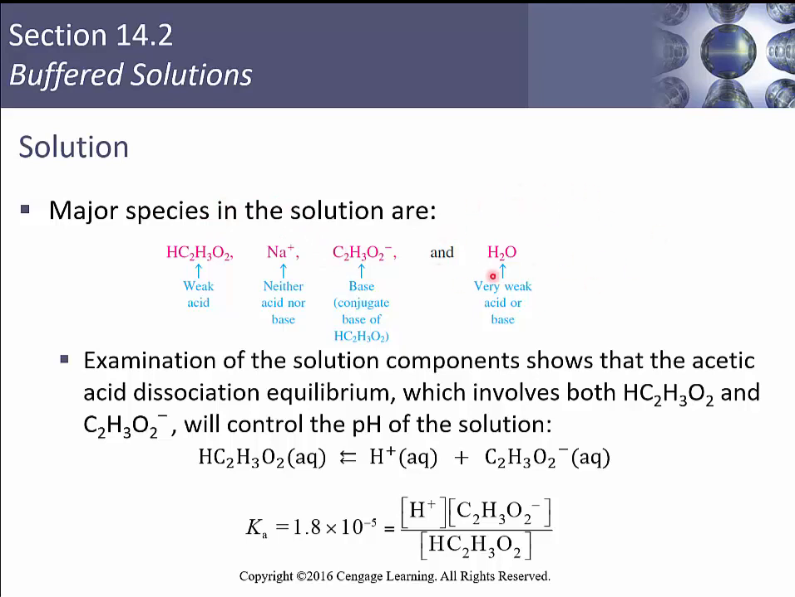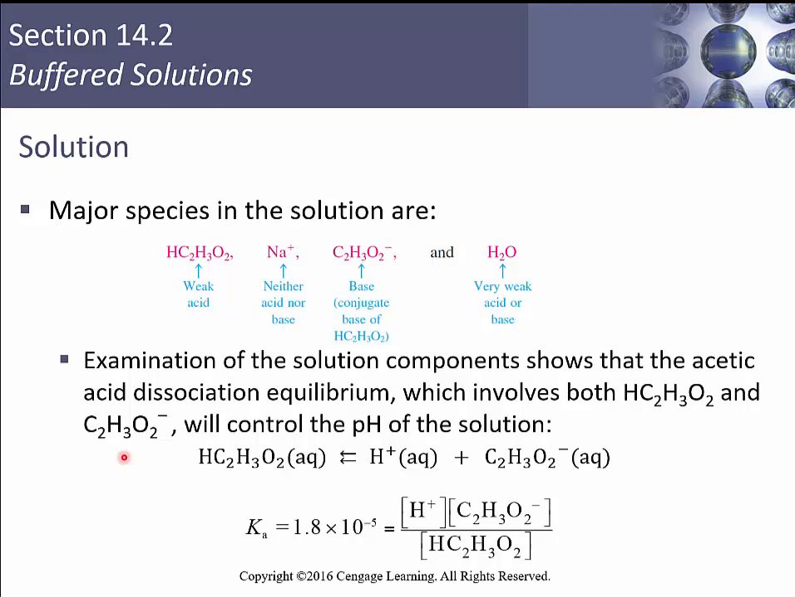And that water is not going to contribute significantly to the OH minus concentration or the H plus concentration. An examination of the solution components shows that the acetic acid dissociation equilibrium, which involves both acetic acid and acetate, will control the pH of the solution. Now, some of you might be wondering, could I do this and use a Kb?